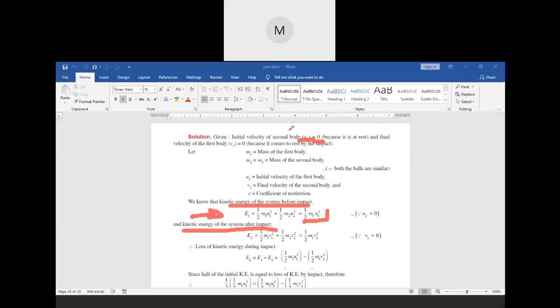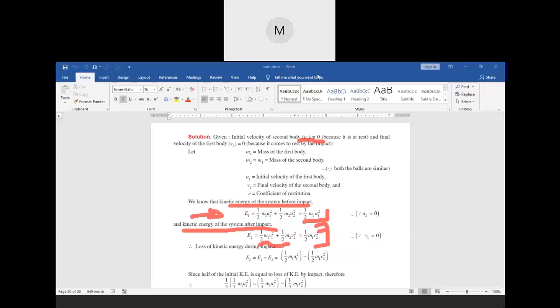Now after that, for the final part, we are done with the initial part. Now for the final part, what will happen? It is after impact. After impact, the first one becomes 0 as per given in the question. But the second one will now attain some velocity. That is why we are writing these two equations, but then this one and this one will come out to be like this.